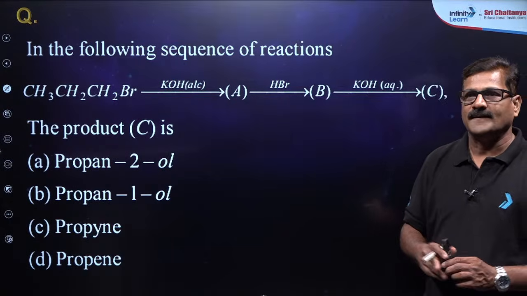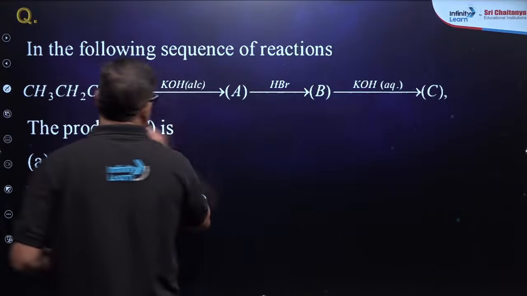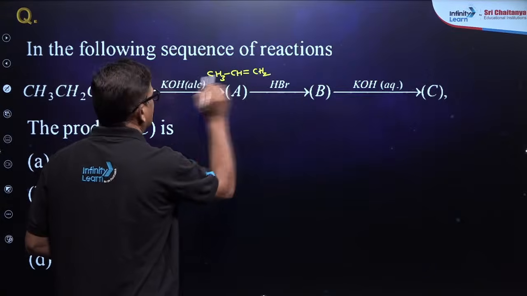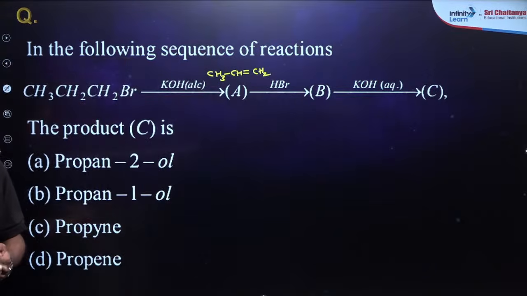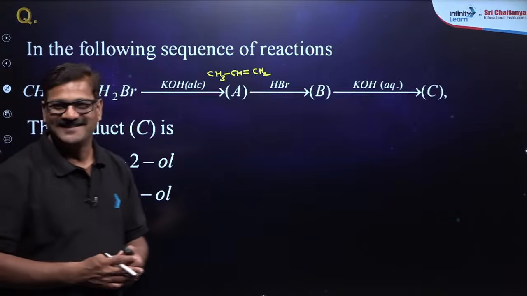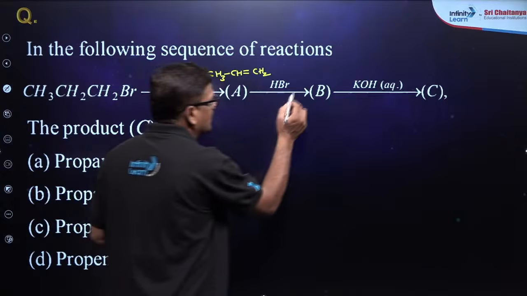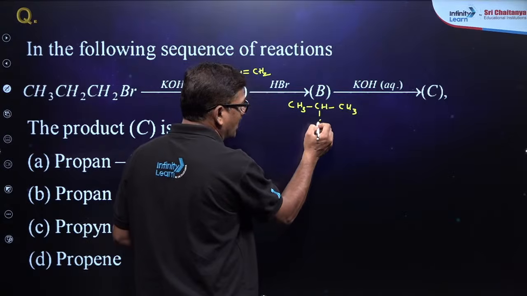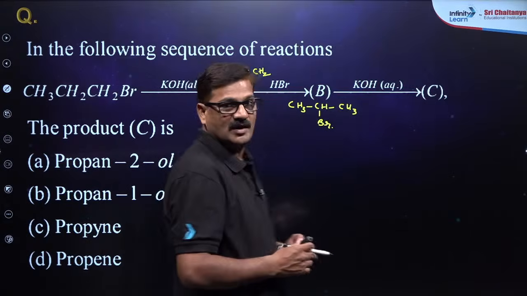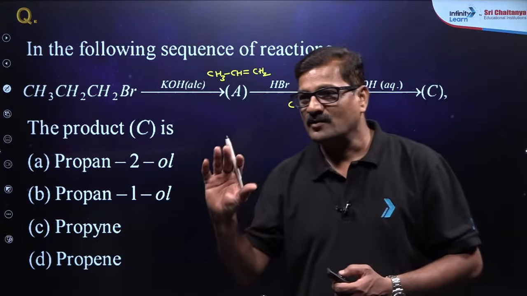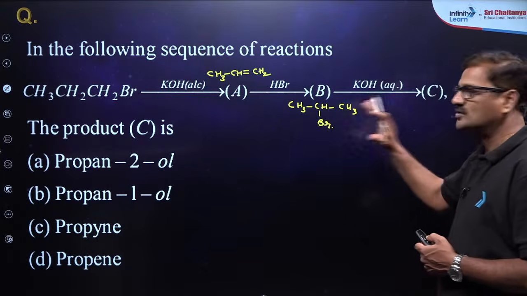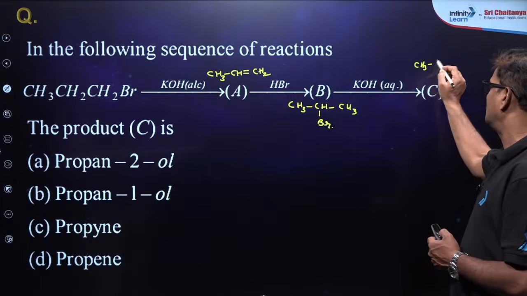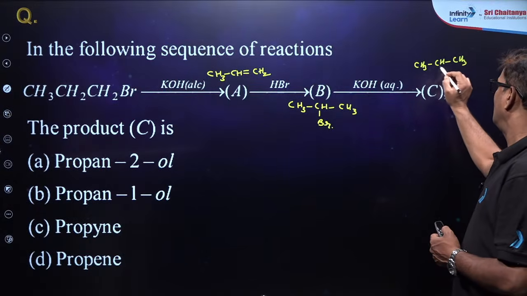So bacho, come on. 1-bromopropane with alcoholic KOH, you are going to get CH3-CH=CH2. It is going to be the Saytzeff product. There is only one product, the Saytzeff product. If you add HBr, you are going to get CH3-CHBr-CH3. Now I am using Markovnikov rule, right? When I use Markovnikov rule, you are going to get 2-bromopropane, and with aqueous KOH, you are going to get CH3-CH(OH)-CH3.